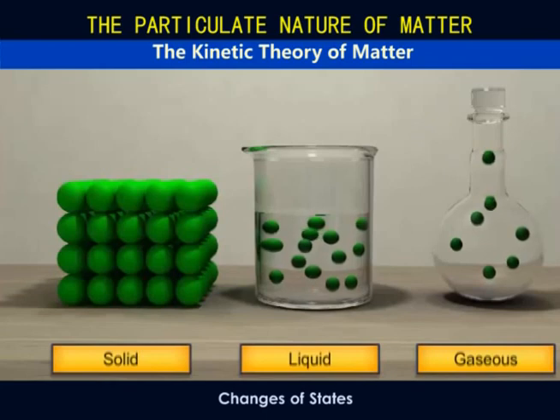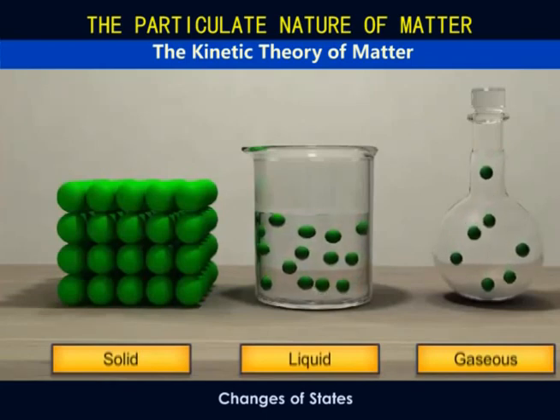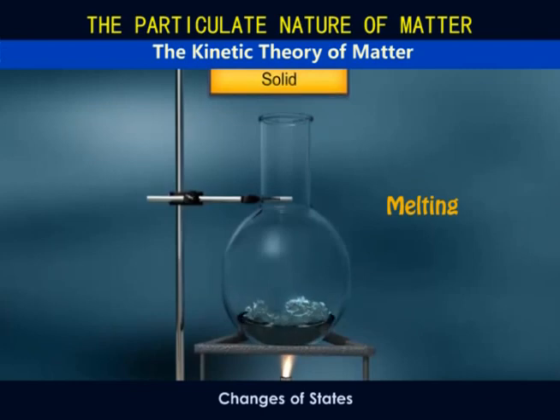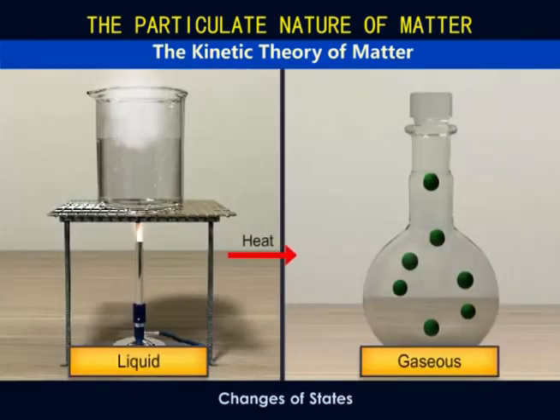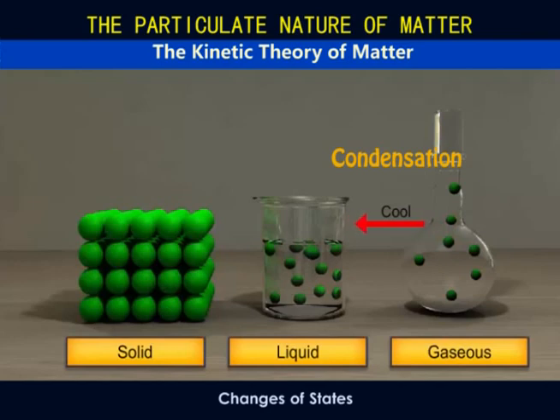The three states of matter are interconvertible by changing the conditions of pressure or temperature. When a solid is heated, it changes to liquid. This is called melting. On further heating, a liquid vaporizes into a gas. This is called evaporation. Similarly, in the reverse process, gases on cooling change to liquids in a process called condensation. And on further cooling, the liquid changes into solid, a process called freezing.